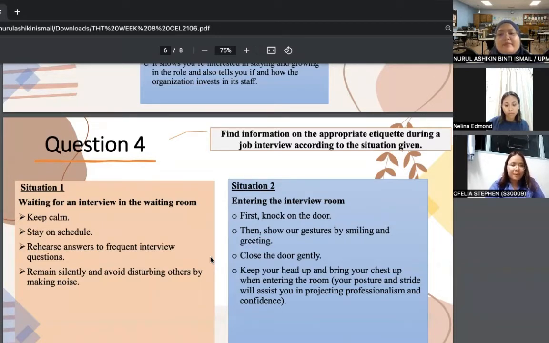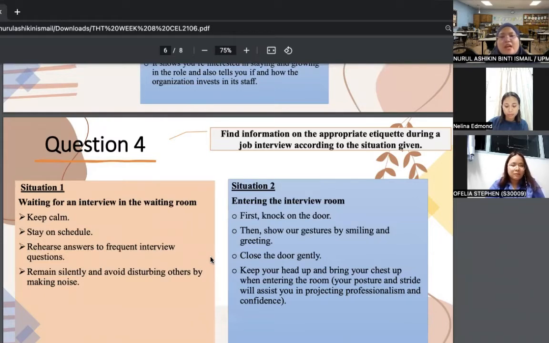Next is situation 2, entering the interview room. First, knock on the door. Just knock on the door nicely, and it is encouraged to knock 3 times.